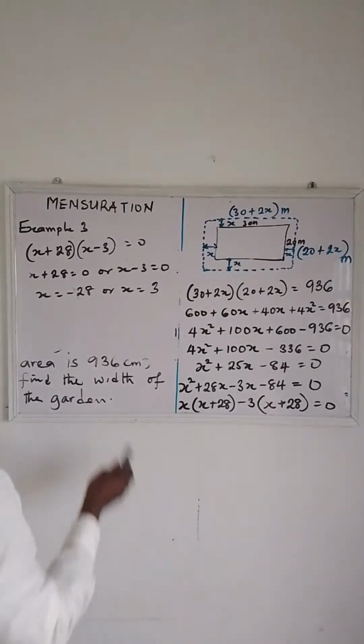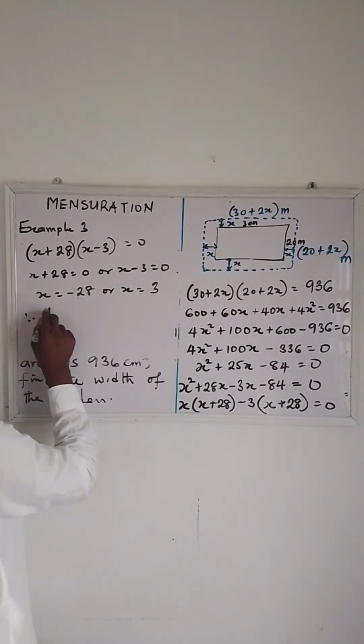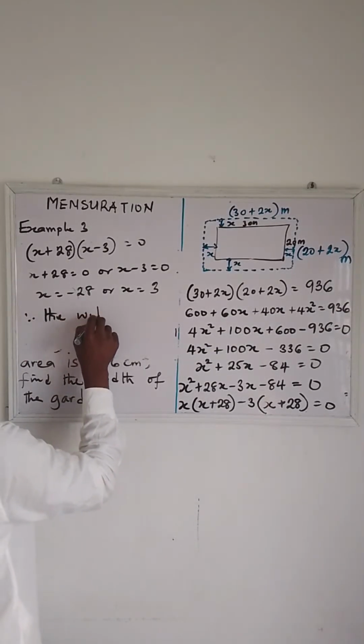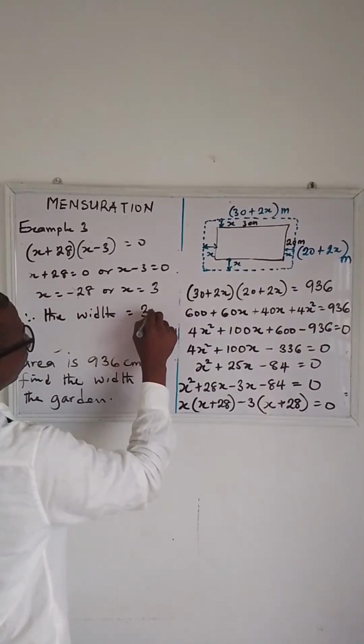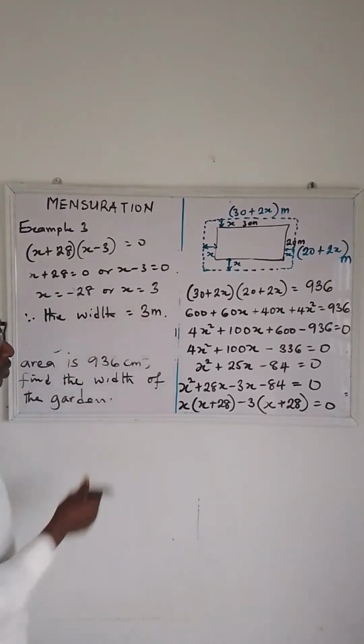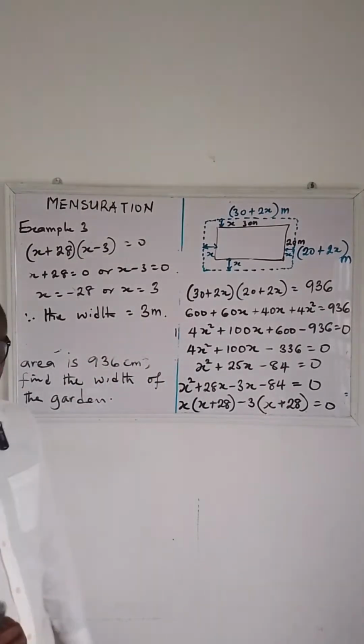So now the answer: therefore the width is equal to 3 meters. Don't forget to always put the unit. And that is the answer to the problem.